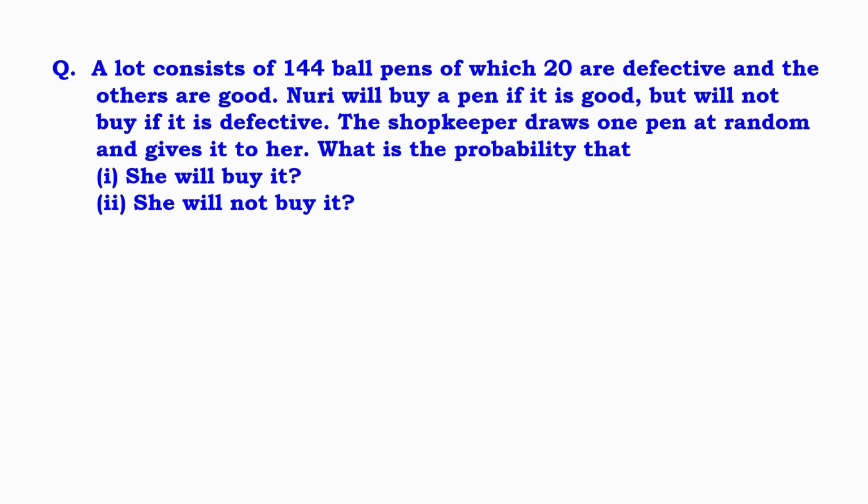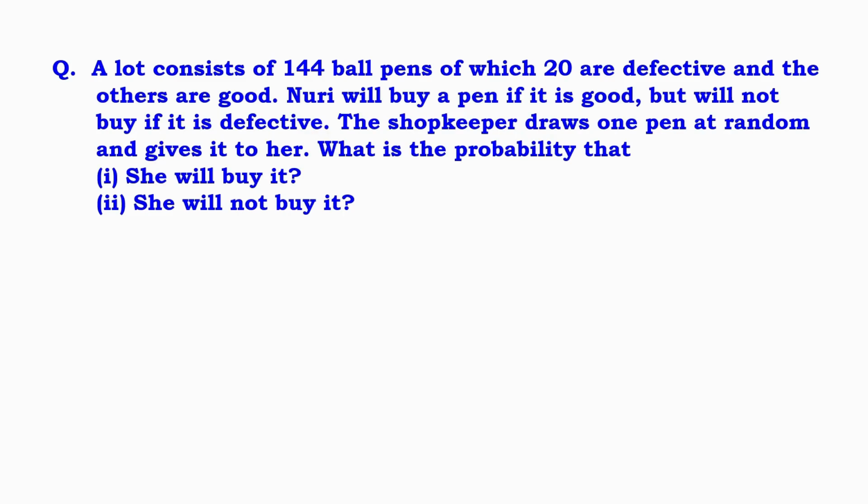Now the next question. A lot consists of 144 ball pens, of which 20 are defective and the others are good. Nuri will buy a pen if it is good, but will not buy it if it is defective. The shopkeeper draws one pen at random and gives it to her. What is the probability that she will buy it and the probability that she will not buy it?